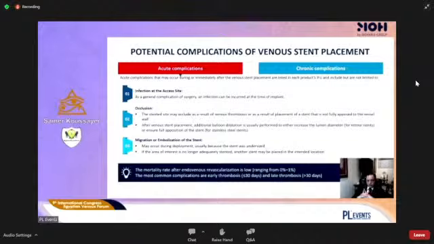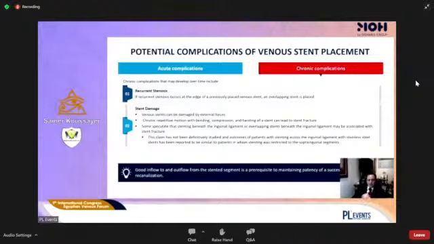The mortality rate after endovascular revascularization is low, ranging from 0 to 1%. The most common complications are early thrombosis, less than 30 days, and late thrombosis, more than 30 days. That is why you need to be very aggressive with the anticoagulant from intraoperative and day one, because most stents thrombose really very quickly, within 30 days. This is different from the arterial stent.